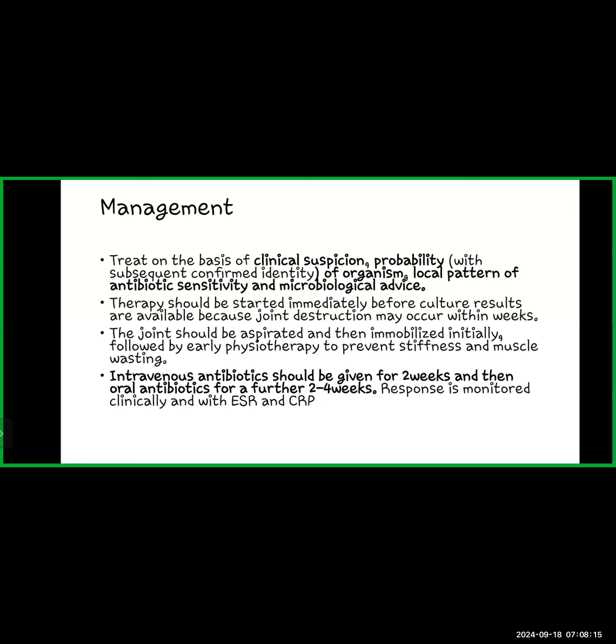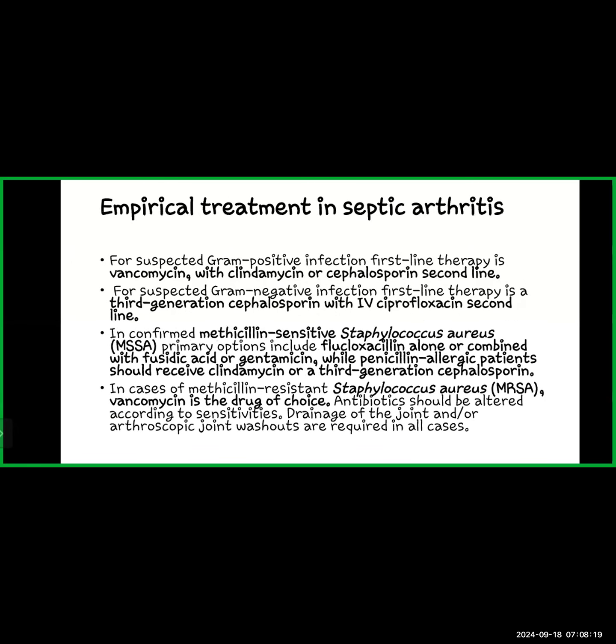Response is monitored clinically and with ESR and C-reactive protein. Empirical treatment of septic arthritis for suspected gram-positive infections: first-line therapy is vancomycin with clindamycin or cephalosporin second line. For suspected gram-negative infection, the first-line therapy is third-generation cephalosporin with an IV ciprofloxacin second line.